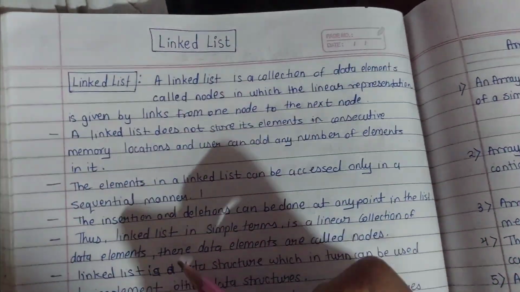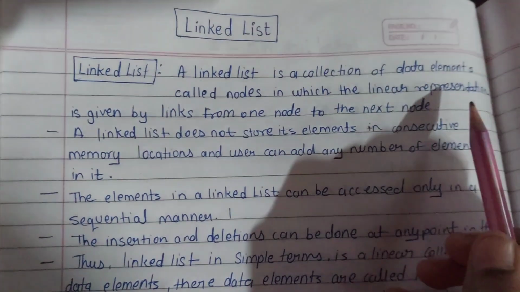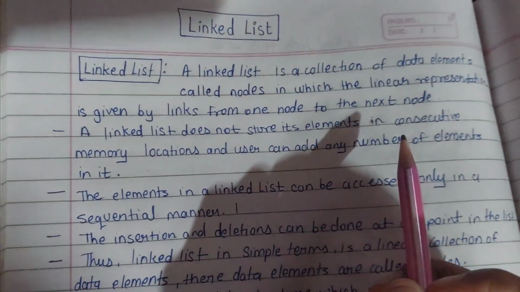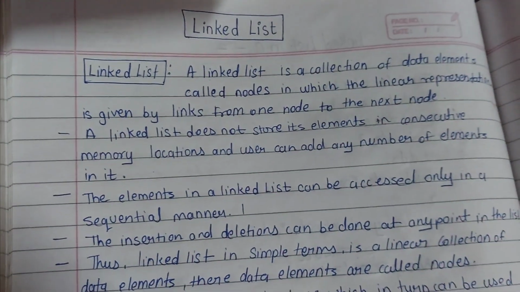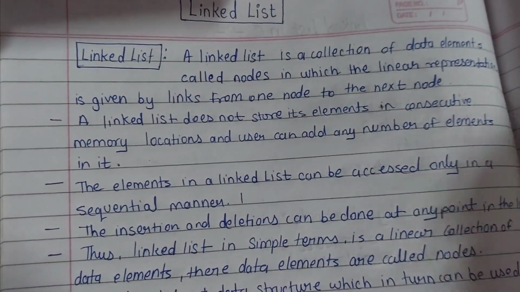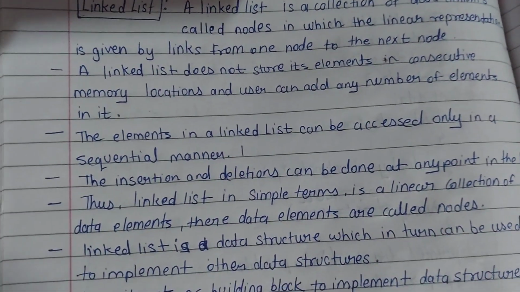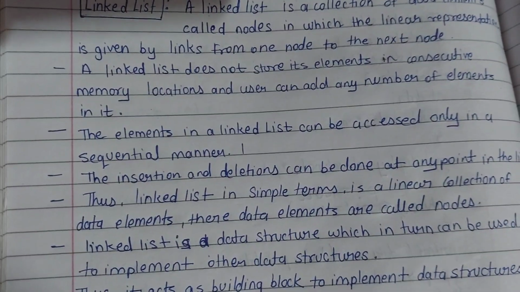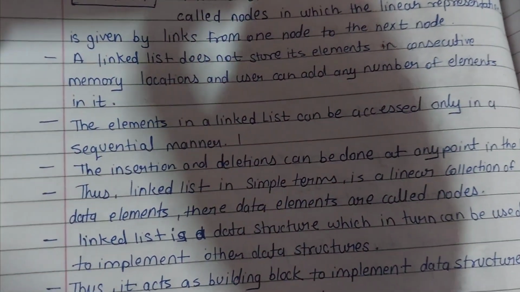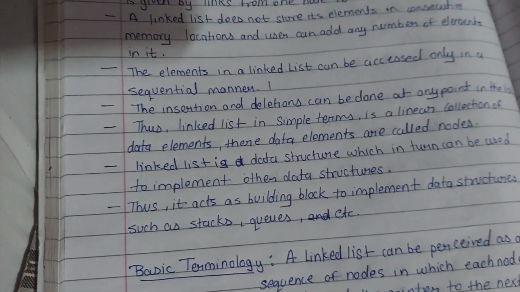A linked list is a collection of data elements called nodes, in which the linear representation is given by links from one node to the next node. A linked list does not store its elements in consecutive memory locations, and the user can add any number of elements in it. The elements in a linked list can be accessed only in a sequential manner. In this, we can perform insertions and deletions at any point in the list.